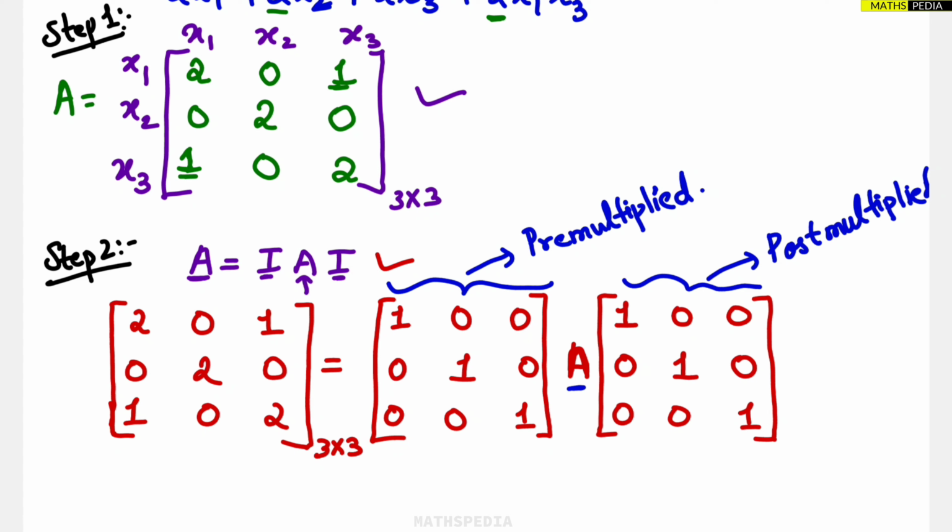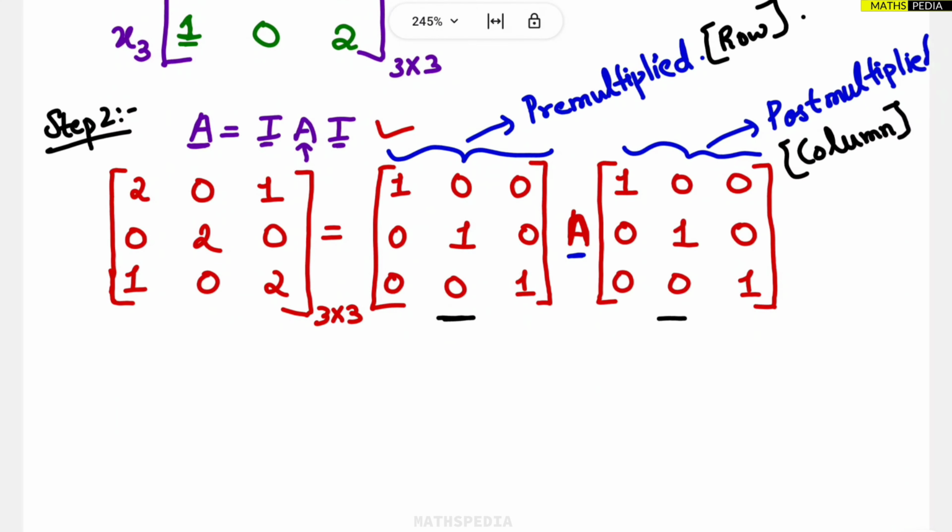Always remember, the pre-multiplied matrix will be performing only the row transformation. So when you apply the row transformation, we have to see only the pre-multiplied I. We should not disturb the post-multiplied I. And the post-multiplied I will be focusing on column transformation. Okay, column transformation. Now, our intention is to make the elements below the diagonal 0.